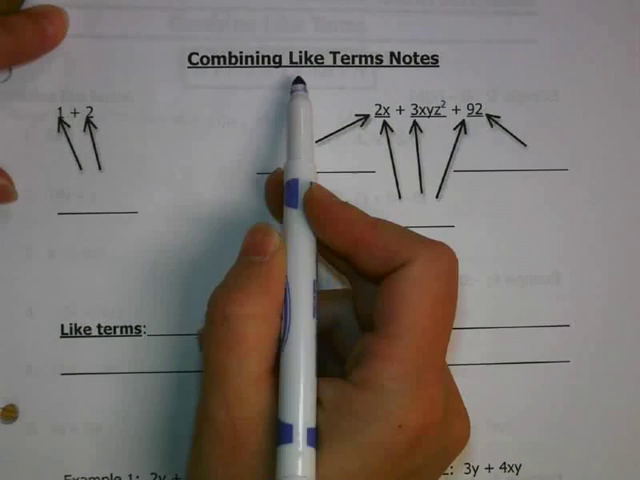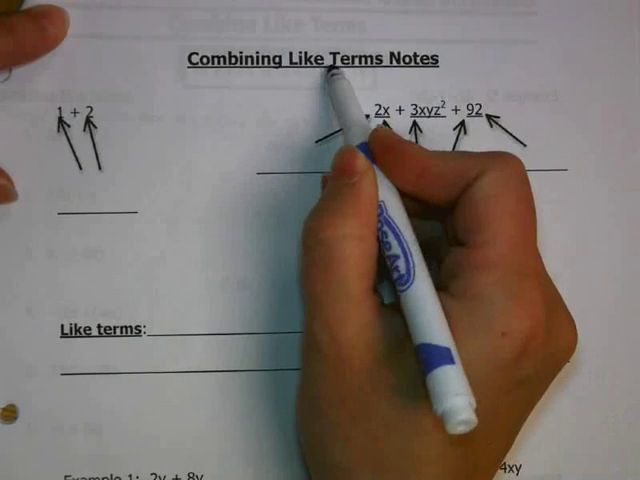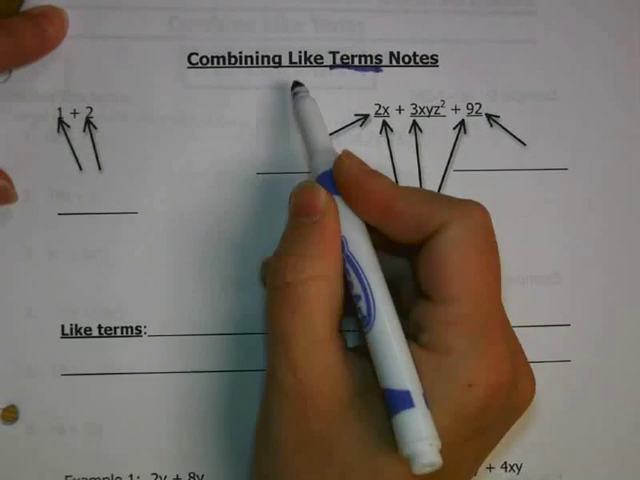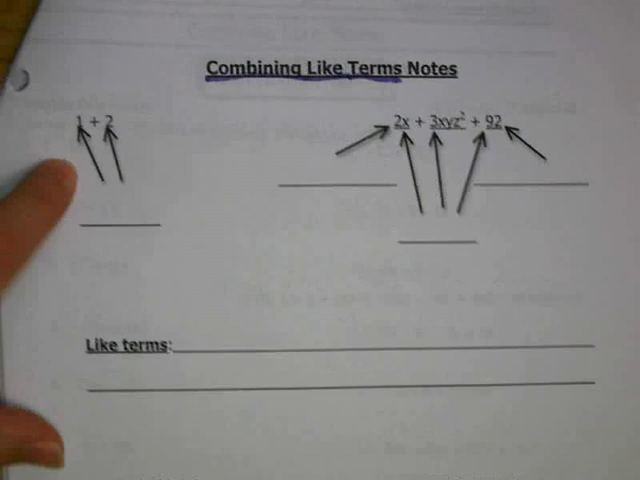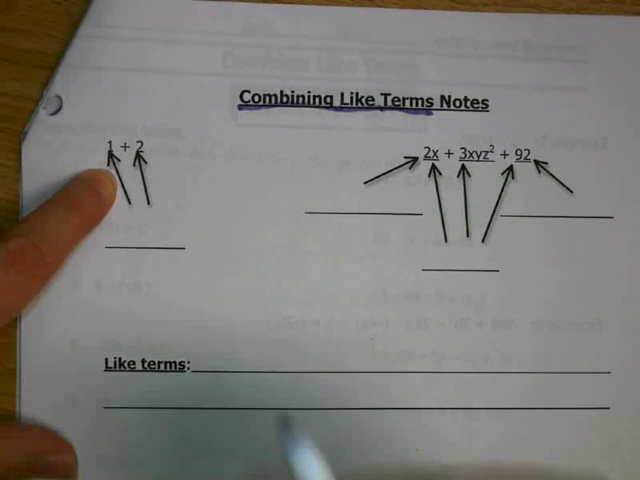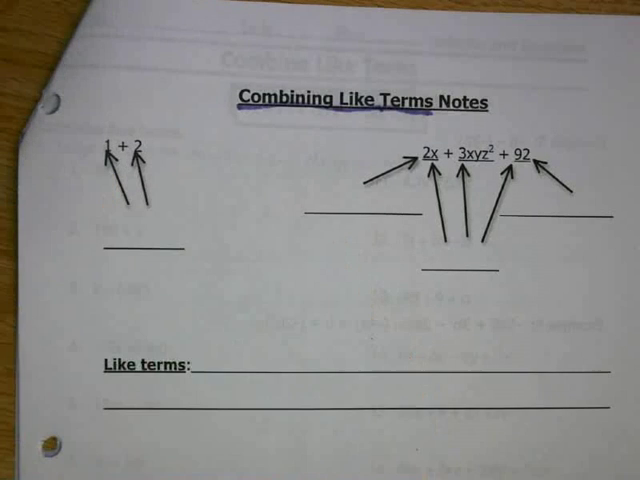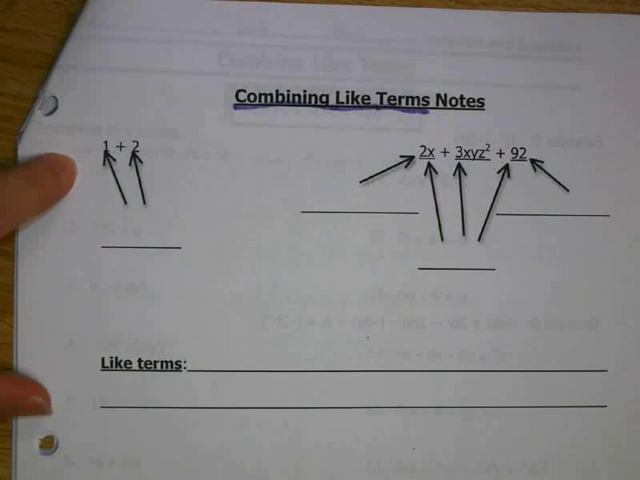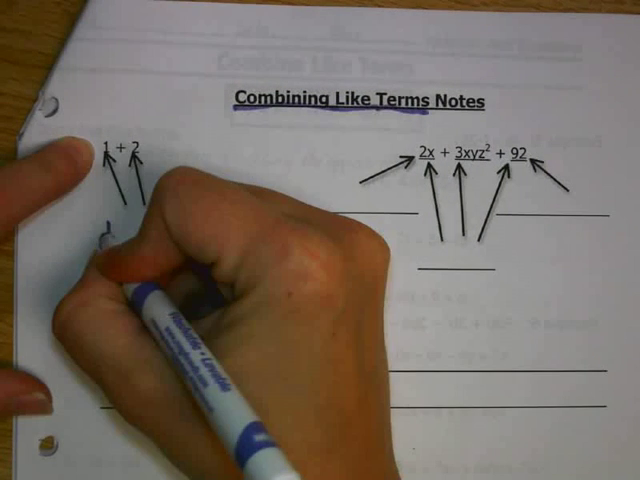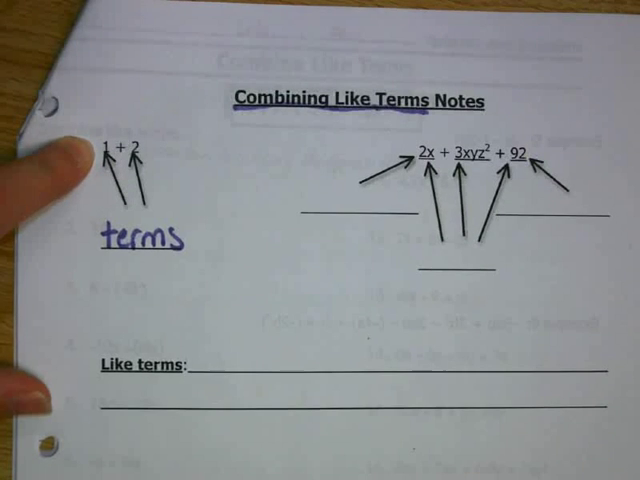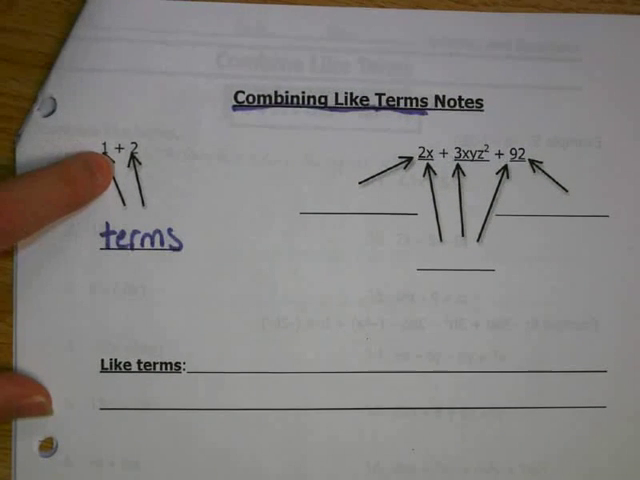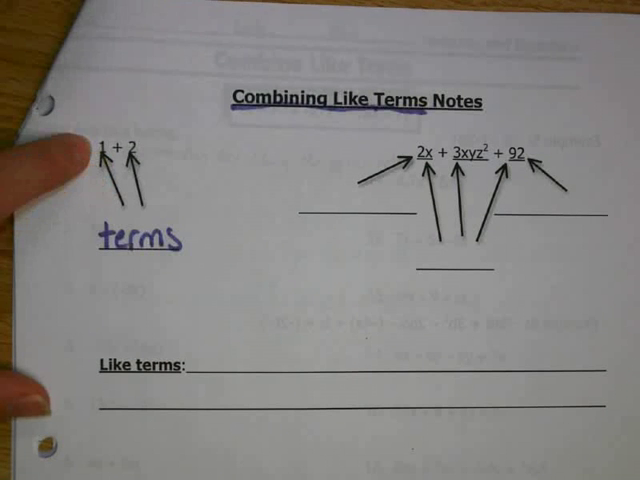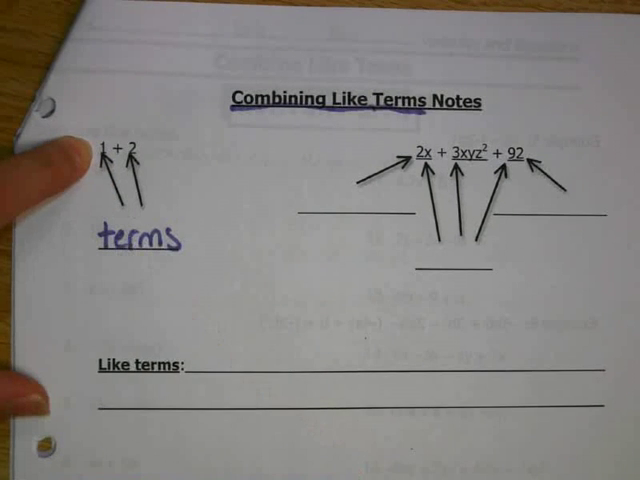And in order to combine like terms, we need to know what terms are, and then what like terms are, and then how to combine them. You got it. So let's talk about this one right here first. 1 plus 2. If you have things being added, the things that you are adding are called terms. 1 and 2 right here are both terms. Really important that they're being added. That doesn't work for multiplying. It's just when you're adding. So 1 and 2 are terms.